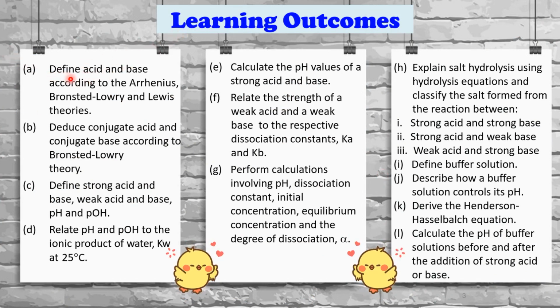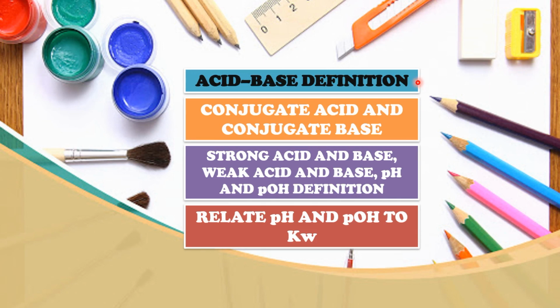For the first 1 hour, we are going to discuss the definition of acid and base according to Arrhenius, Bronsted-Lowry, and Lewis theories. Second, deduce conjugate acid and conjugate base according to the Bronsted-Lowry theory. Define strong acid and strong base, weak acid and weak base, pH and pOH. And then relate pH and pOH to the ionic product of water, Kw, at 25 degrees Celsius. As for the other objectives, we will cover them later. So now these are the subtopics that you are going to learn today.